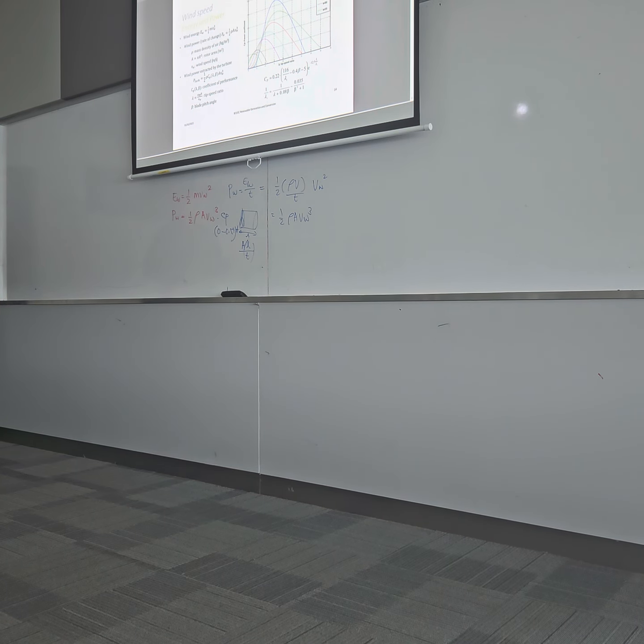And what does this tip speed ratio indicate? You have the radius and rotor speed over the wind speed. So a high wind speed will indicate what? A low tip speed ratio, right? And then a low wind speed will indicate this high tip speed ratio. Okay, so you can determine in this manner.